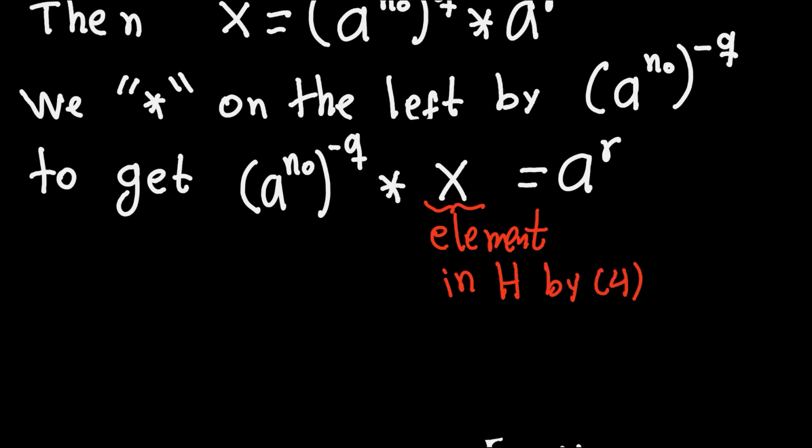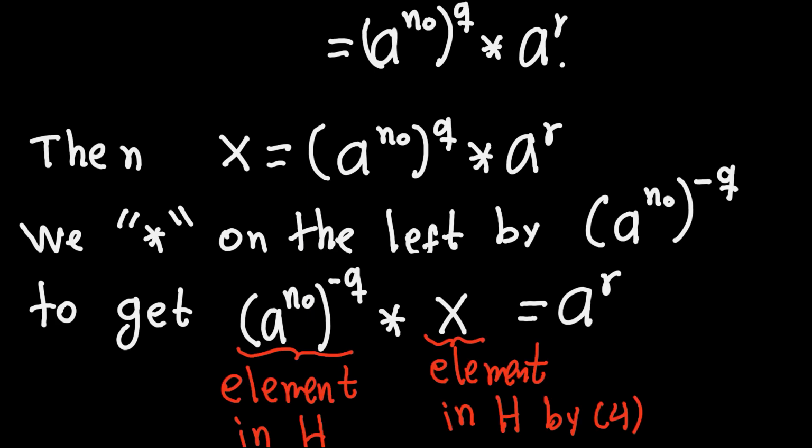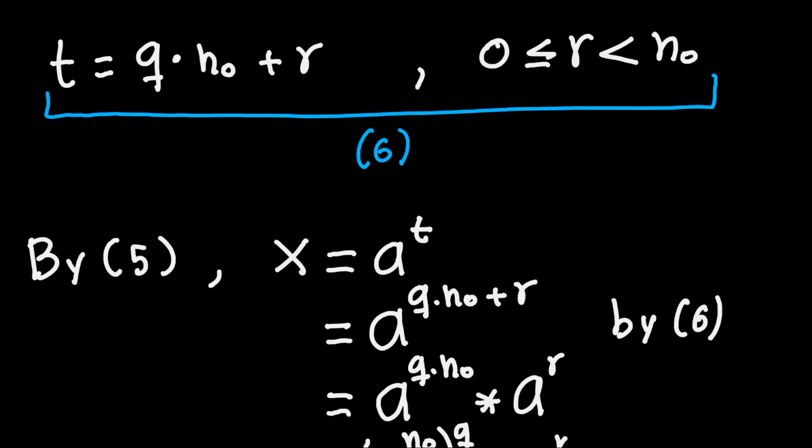Now, how about this element that is here? This is also an element in H. So let me write that down. Element in H. And why is that? Why is that an element in H? Well, let's look at this. A to the n naught to the n naught. This is an element in H. Why? Let me scroll all the way back here.